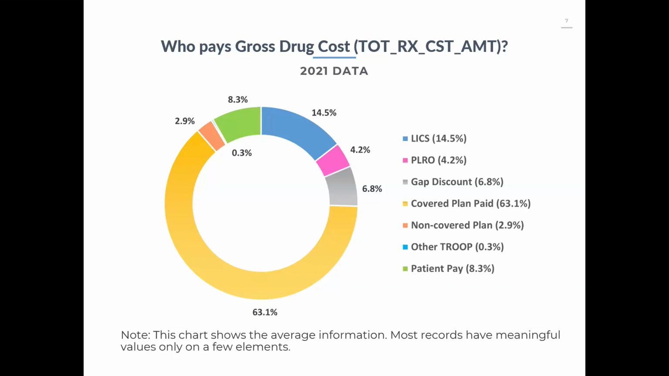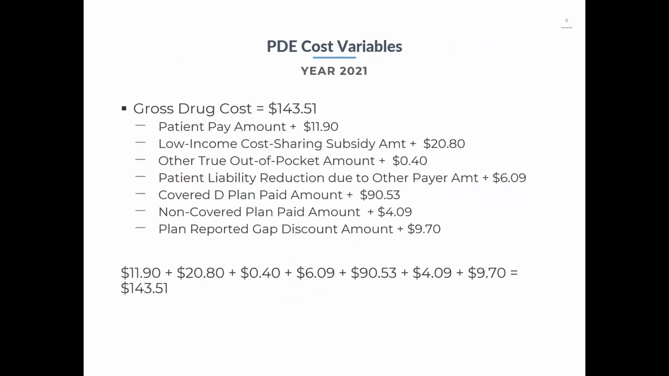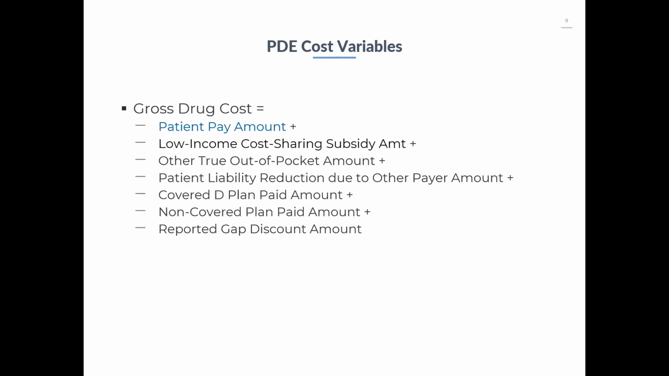We're going to go over each one of these components in more detail right now. This shows you that if you take all of those 7 components and add them up, and these components are available as variables in the PDE data, you should arrive at the gross drug cost variable. So now let's go into these 7 components that go into the gross drug cost, and we'll start with the patient pay amount.